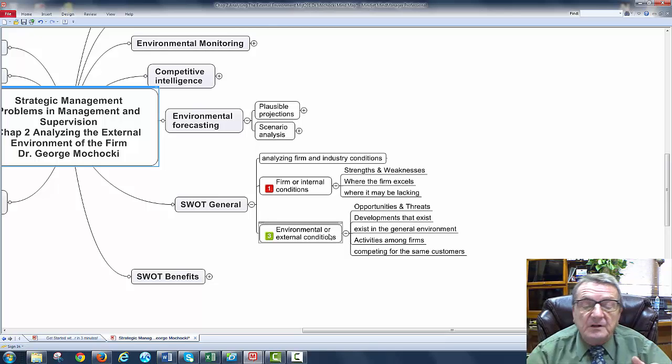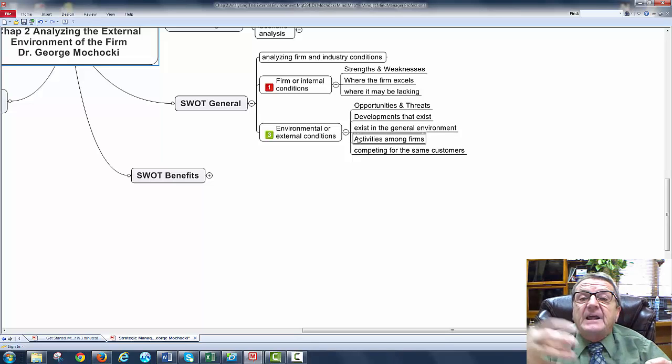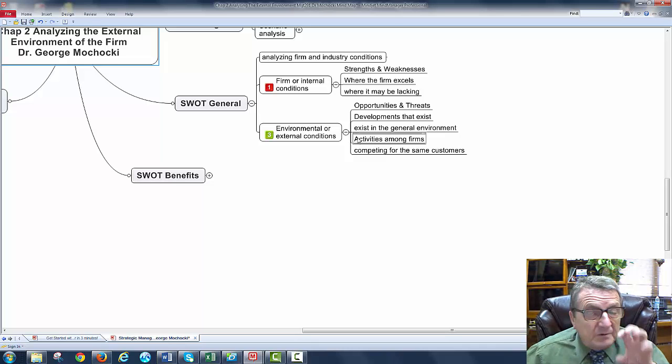Then the environmental conditions or external conditions, basically it's looking at opportunities and threats. Developments that exist, I can't control them, exist in the general environment. I got to either minimize it, that's what we call risk management, or activities among other firms that's going to happen. They're having an alliance. Should I align myself with another organization, or should I go by myself? And competing, remember, you're competing for the same customer base. Customers are being bombarded with different information. How do I stick out?